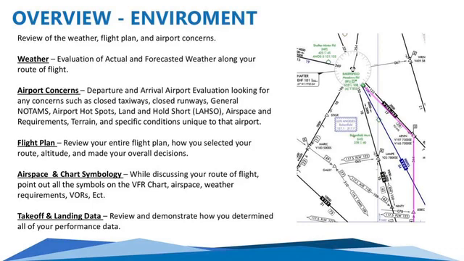Airspace and chart symbology: as you walk through your flight plan, you basically want to walk through it and explain everything that's on that VFR chart, because remember, everything on that chart is fair game for the examiner to ask. So that includes airspace, weather requirements, VORs, whatever it may or may not be.